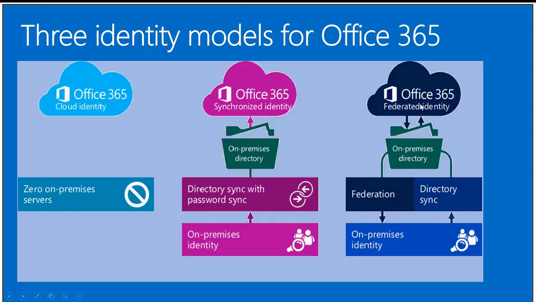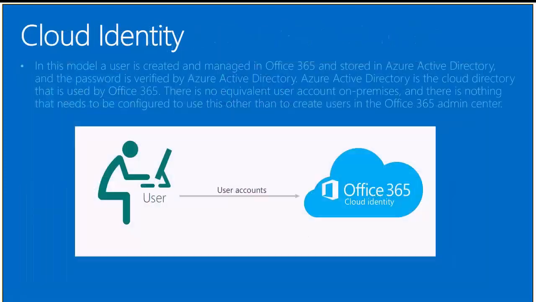And the third is a federated identity, where we have an on-premise identity. We have a local Active Directory server, where we will federate to Office 365 using also either directory synchronization or the ADFS. Okay, so let's discuss each one.